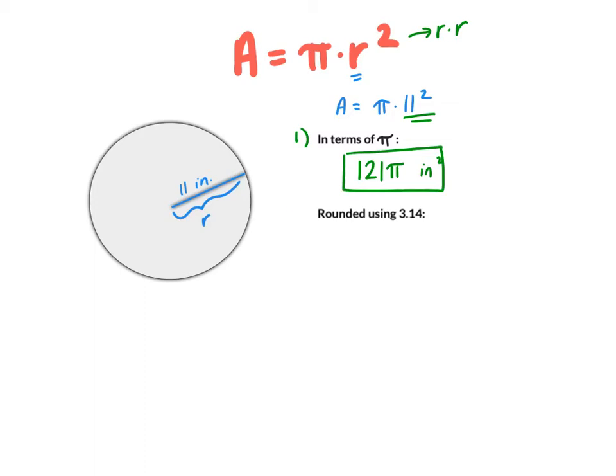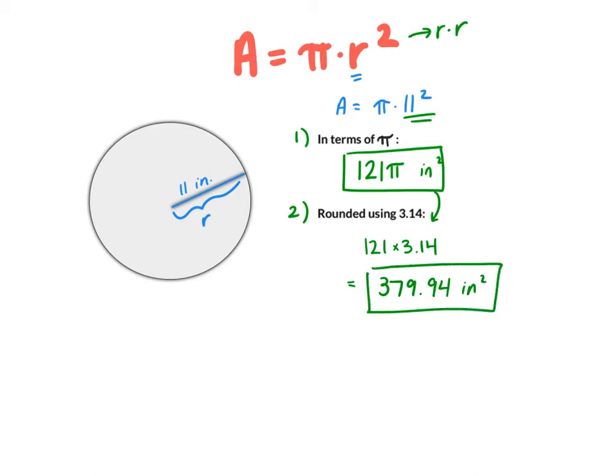Now, the most common way would be just rounding it. And to do that, you would take this answer and actually multiply those two numbers together in your calculator. So I'd be doing 121 times 3.14, and that gets me an answer of 379.94. So these two things are the same. It's just two different ways to write it. One would be nice if you didn't have a calculator, that you wouldn't have to multiply by 3.14. That would be this one. But if you did, you could round it.